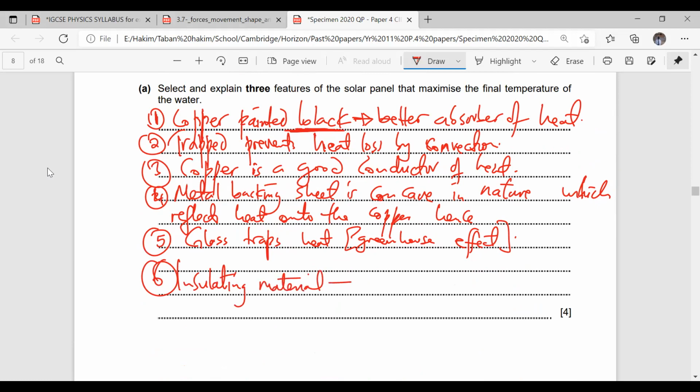So, sir, the glass traps heat. It also goes with the trapped air, right? Yes, it is fine. It's hand in hand. Reduce heat loss, that is the insulating material. So you can talk about those.